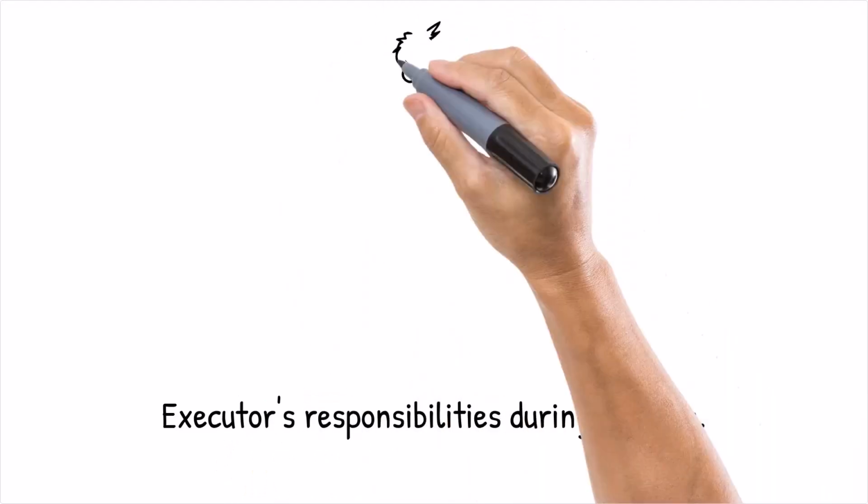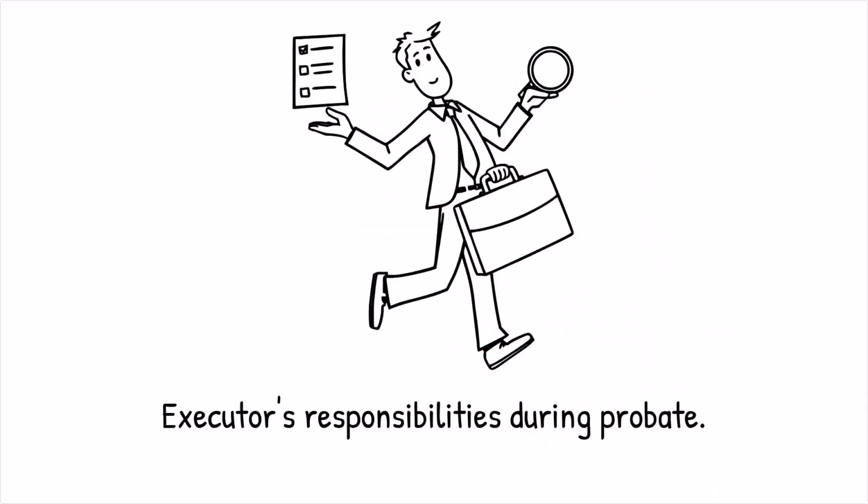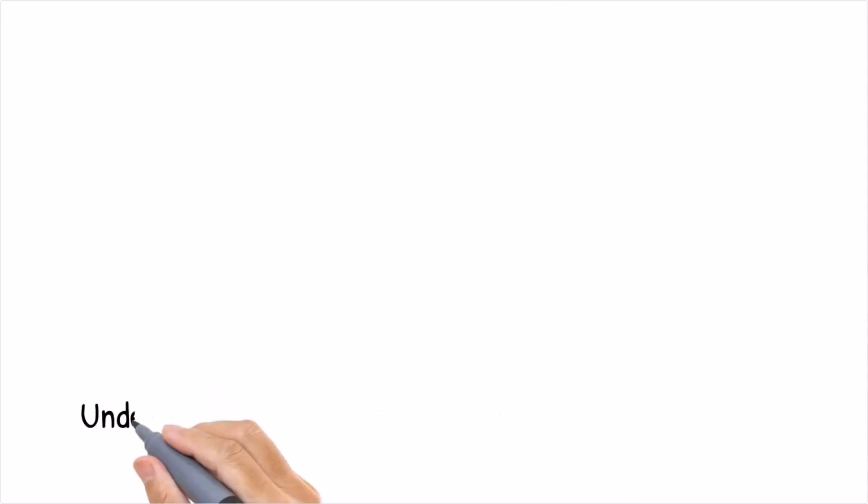Once the executor has that, and again, making sure that all debts and taxes are paid, he or she can distribute the remaining assets to the beneficiaries based on the directives in the will.